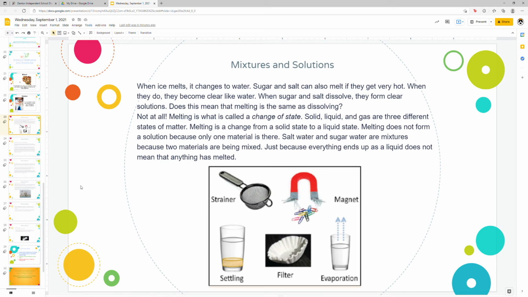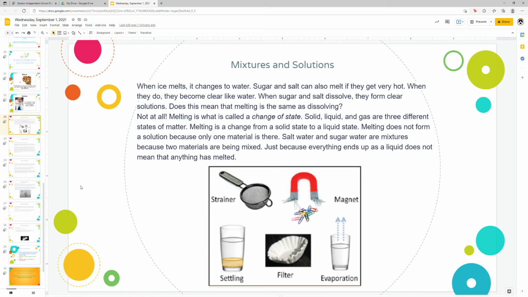So let's keep talking about mixtures and solutions. A little more background information here. When ice melts, it changes to water. We all know that. Sugar and salt can also melt if they get very hot. When they do, they become clear like water. When sugar and salt dissolve, they form clear solutions. Does this mean that melting is the same as dissolving?